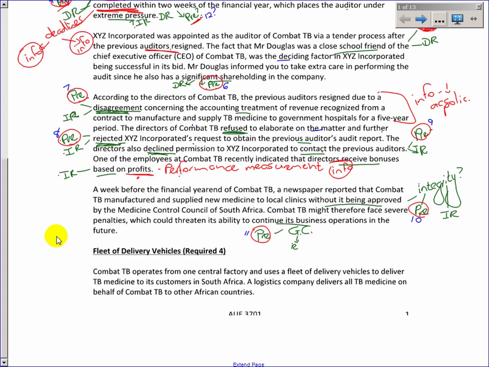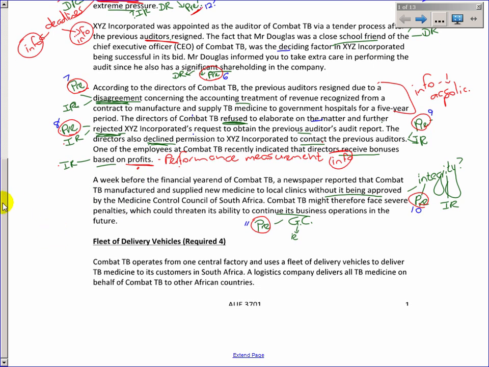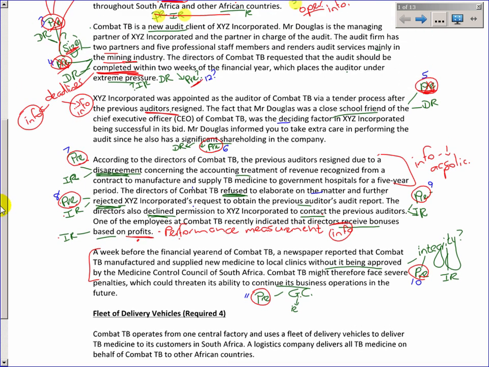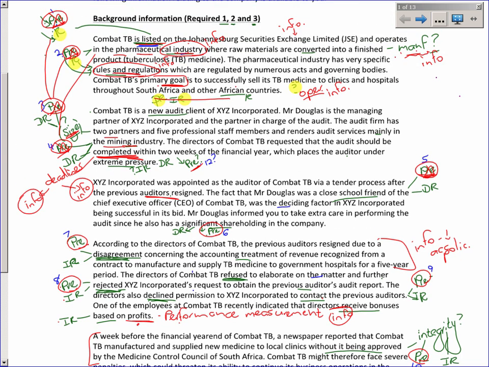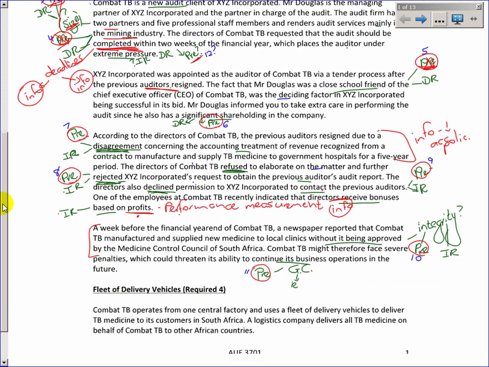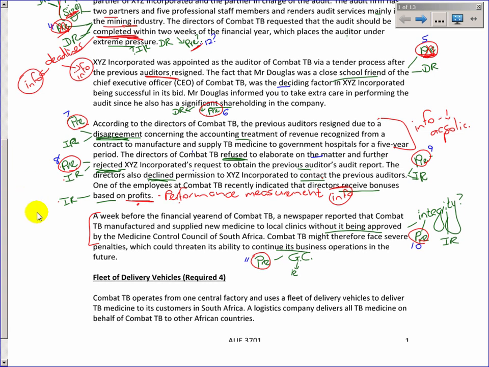A week before the financial year end, a newspaper reported that Combat manufactured and supplied new medicine to local clinics without it being approved by the Medicine Control Council of South Africa. Is this information that would impact my client, the entity and environment? There's no question. We've spoken already about the legal and regulatory requirements up front, so I wouldn't necessarily repeat that, because obviously this falls under laws and regulations. But in terms of the specific issue, I would like to get more information about that.